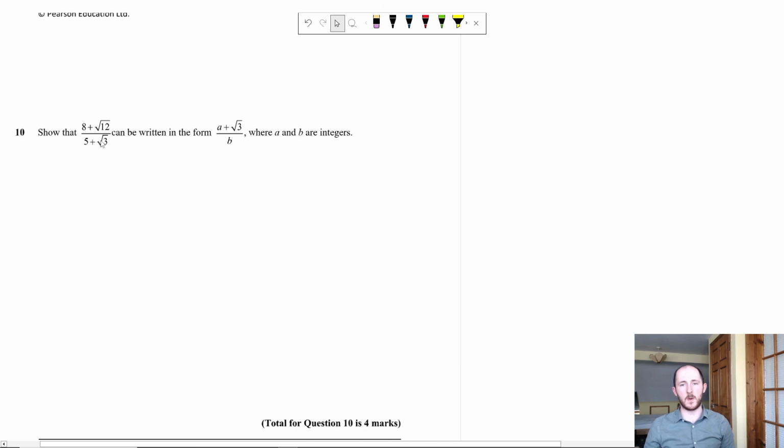And how do I know that? Well, whenever it gives you an equation that has surds in the bottom, you're going to be rationalizing anyway. And when I look at the answer, I see there's no surd in the bottom. So I'm definitely going to be rationalizing. And how do you do that?